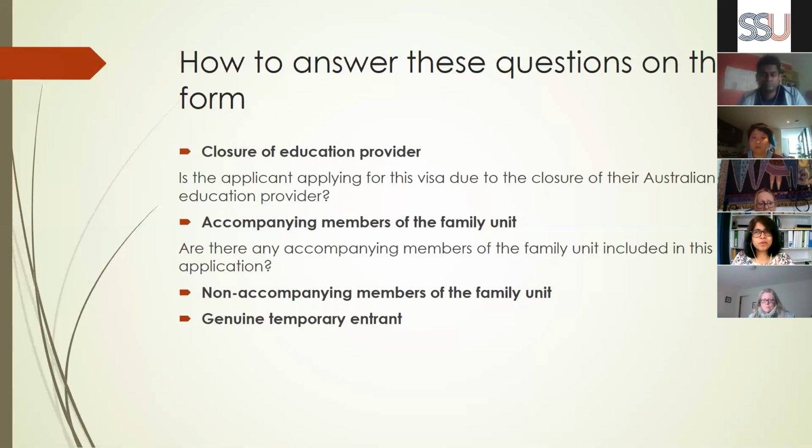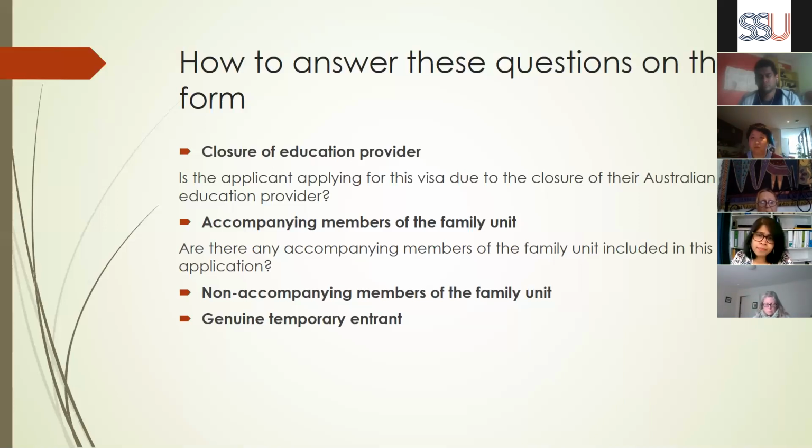The accompanying member of the family unit means you have a family member that you need to include in your application, so you are going to make a combined application with them. You want them to come to Australia with you and have a student visa along with you. That's what accompanying means. If you are outside Australia, you may want to include your wife or partner or your dependent children to come to Australia. If you are in Australia currently with your family members, again, you may want to include them in your current student visa application, and then they are the accompanying members of the family unit. So you have to include them as accompanying family members if you want them to have a visa.